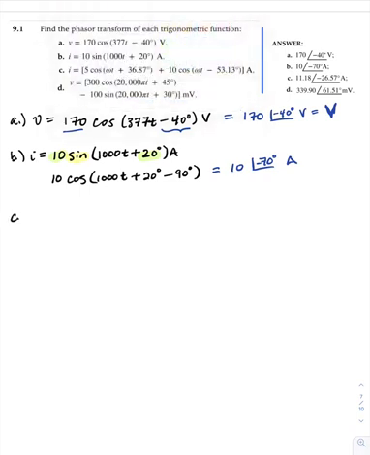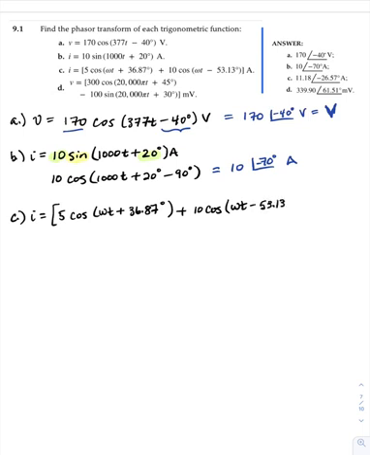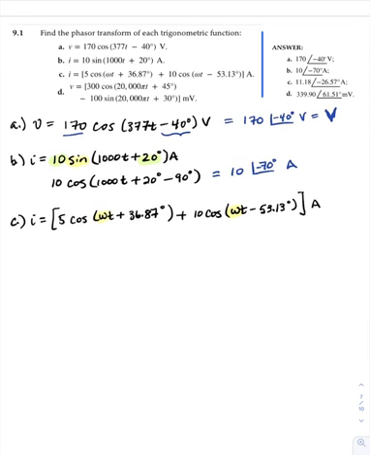All right, the third one, C. Current is equal to 5 cosine omega t plus 36.87 degrees plus 10 cosine omega t minus 53.13 degrees. And that's amps. Okay, you'll notice that the frequency is the same in both. Adding and subtracting, we said, was easiest in rectangular form. So to convert this to a phasor, we can easily convert this to polar form. So let's go to polar form first.